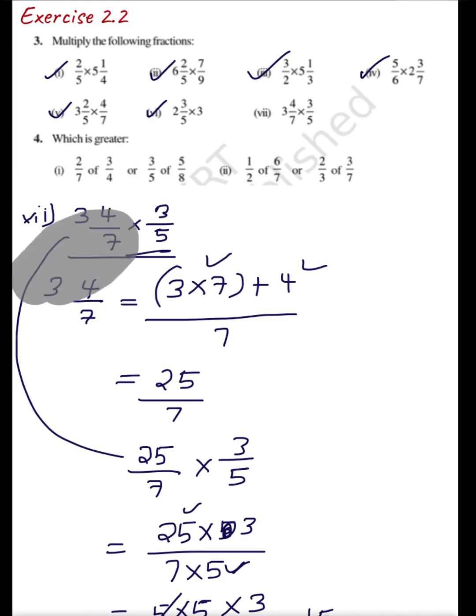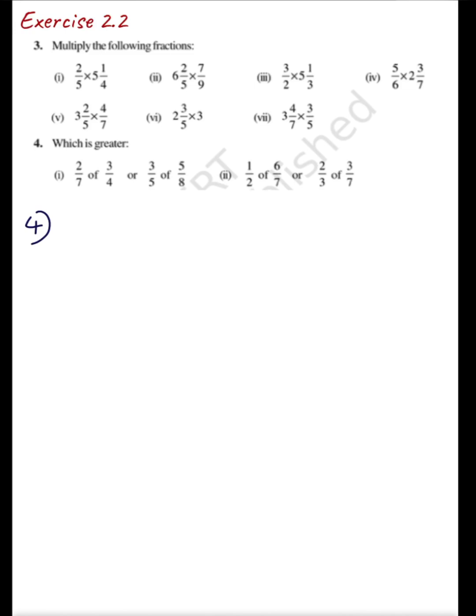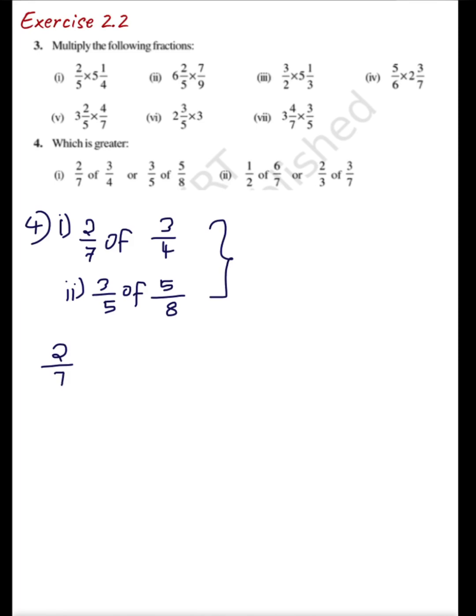Now let's see the fourth question. The fourth question is which is greater? The first one is 2 by 7 of 3 by 4, and the second one is 3 by 5 of 5 by 8. You have to see which one is greater among these two. So let's do the first one. First one is 2 by 7 of 3 by 4. That means 2 by 7 into 3 by 4. Of means into. So 2 by 7 into 3 by 4.